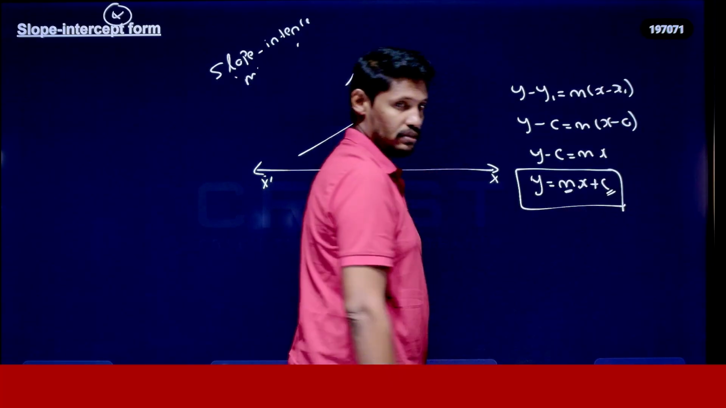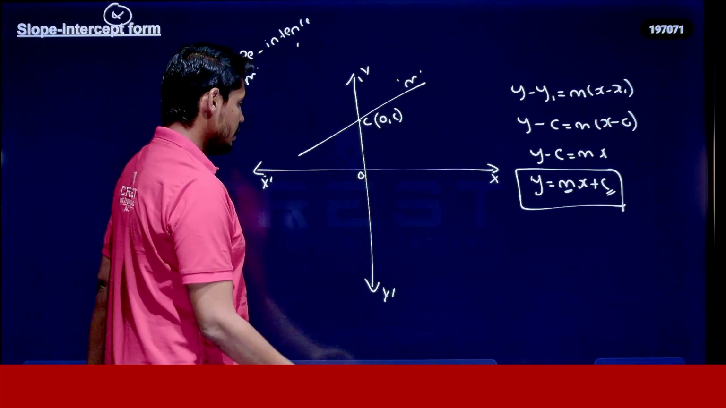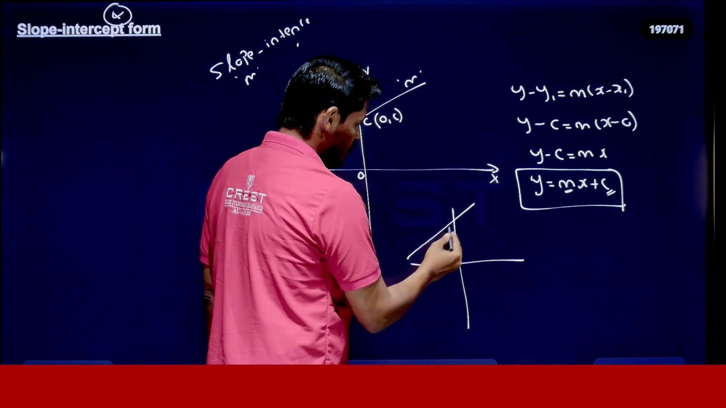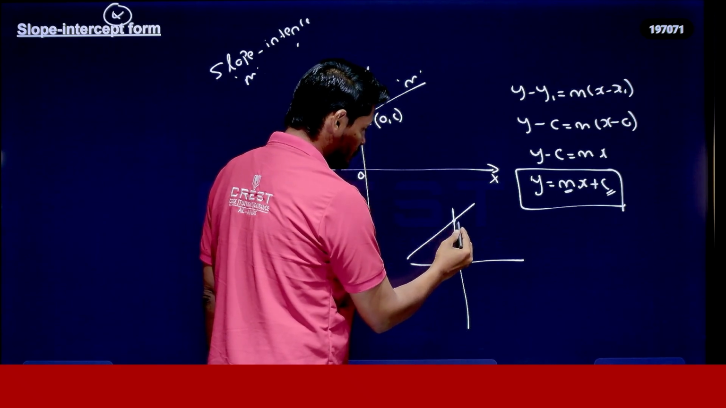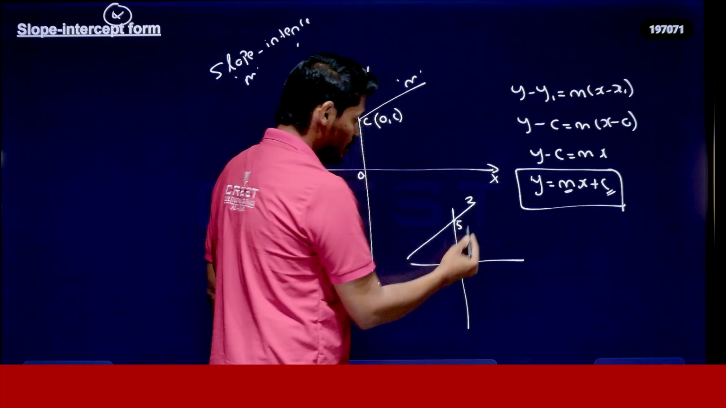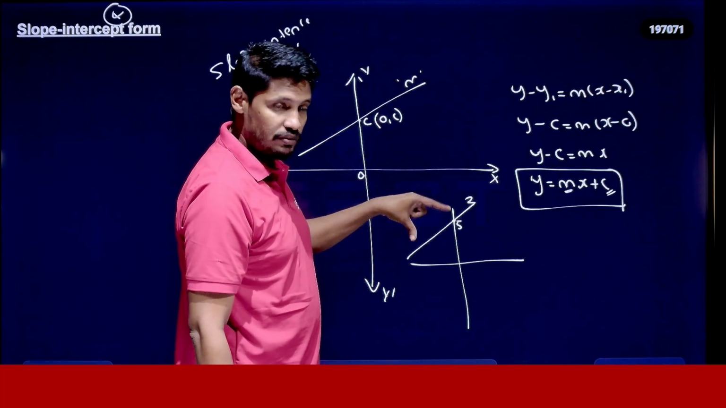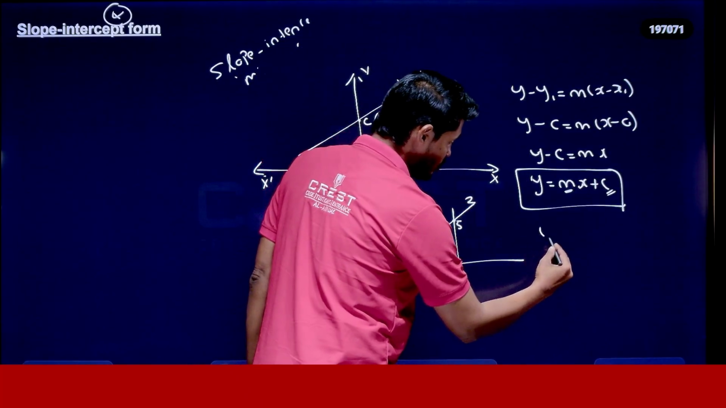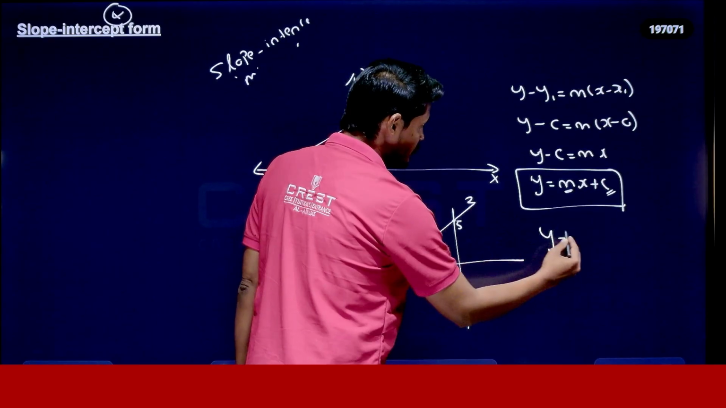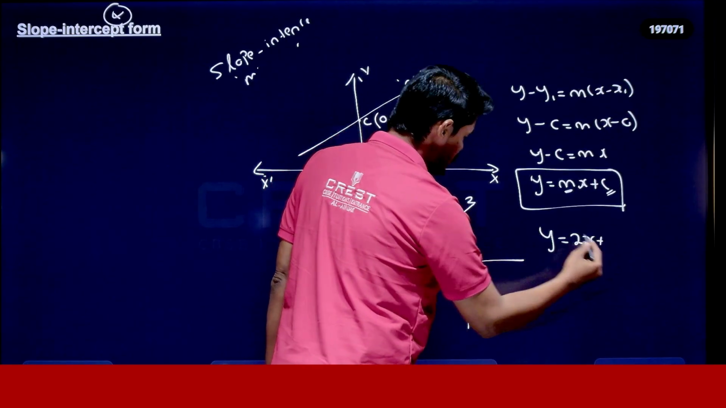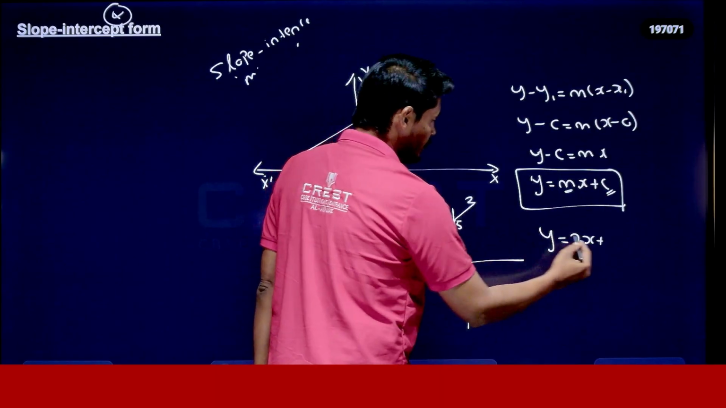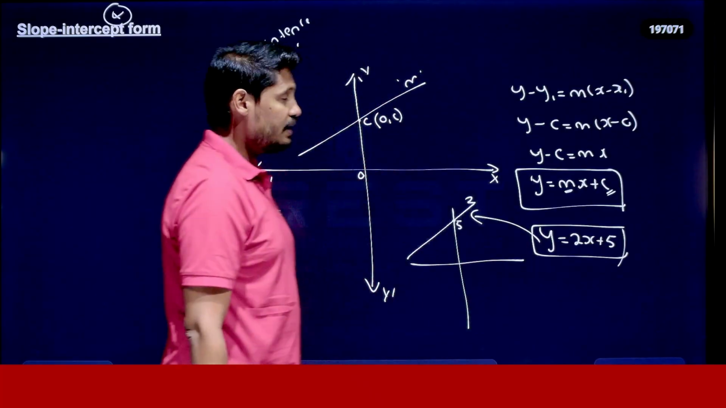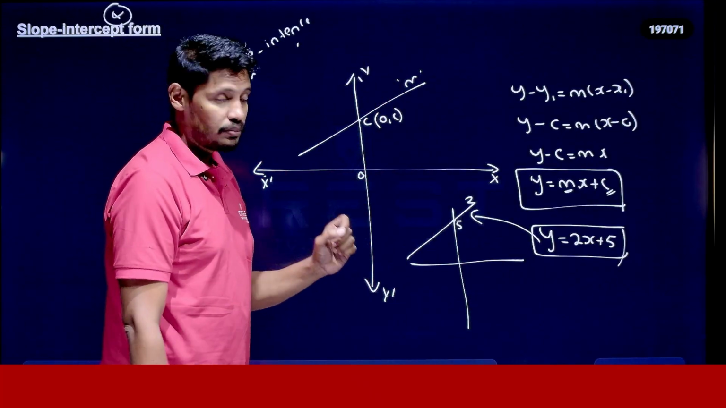C is the y-intercept. So for an example, if you have a line and the intercept is 5 and the slope is 2, can you find the equation of this line? We can find it, because we are given the slope and the y-intercept. We can apply here in this equation y equal to, slope is 2, so 2x plus y-intercept 5, so y equal to 2x plus 5 is the equation of this line. And this form of line is called slope-intercept form.